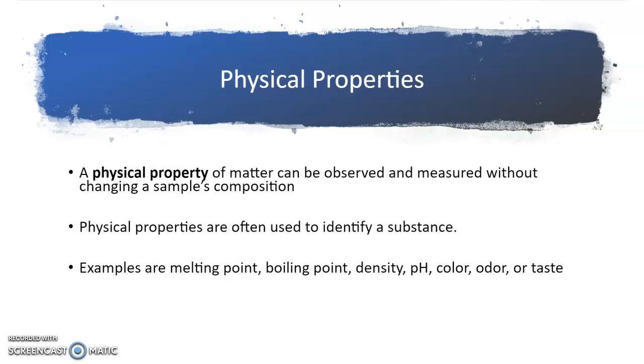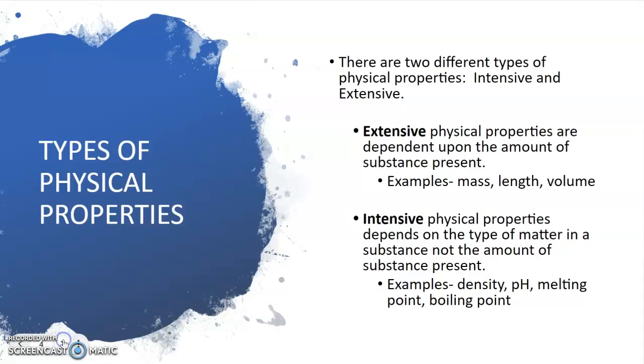If I were to give you a pH strip, you could measure the pH, which is just how acidic it is. Distilled water should be a pH of 7, which is neutral. All of those are ways you can identify a substance based on its physical properties.